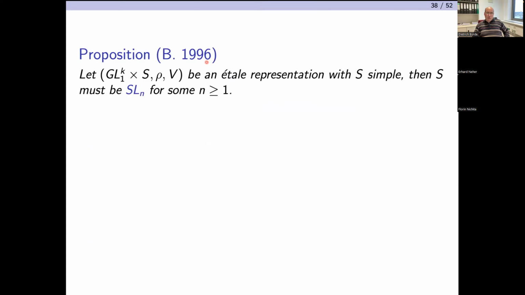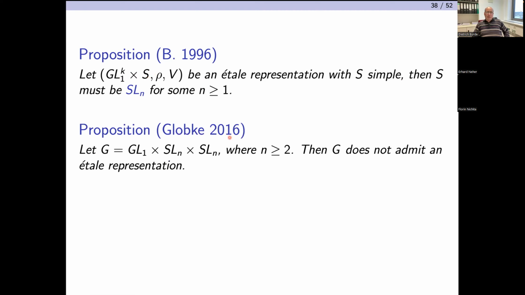I worked on this a very long time ago. The first result which I had there was, if your S here is simple, and you have an étale representation, then it can only be SL_n. That's already interesting. All the other simple factors cannot appear in such a way with only one summand. That's rather surprising.